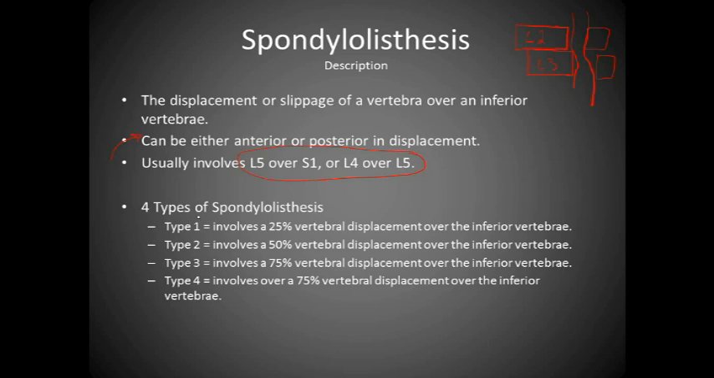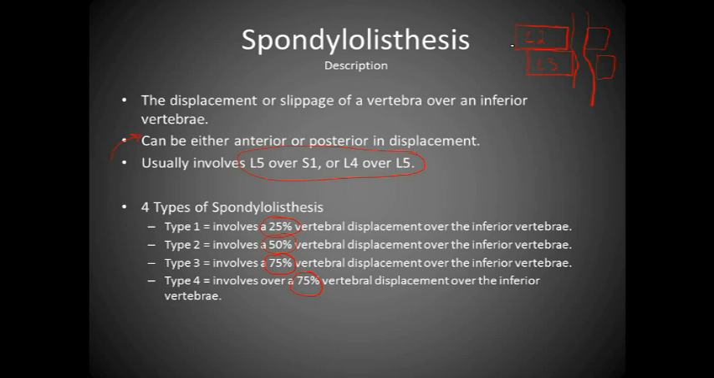There are 4 types of spondylolisthesis. Type 1 is going to involve 25% of the vertebral displacement over the inferior vertebrae. So type 1 is 25% slippage. Type 2 is 50% slippage. Type 3 is 75% slippage. And type 4 is over 75%.